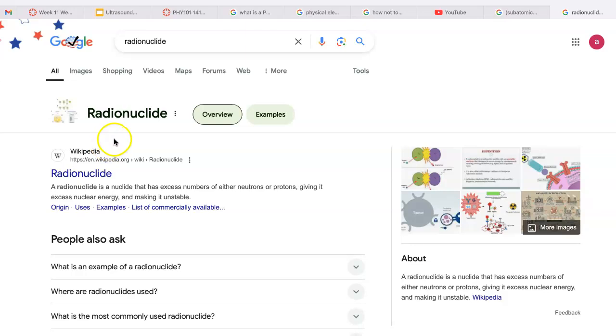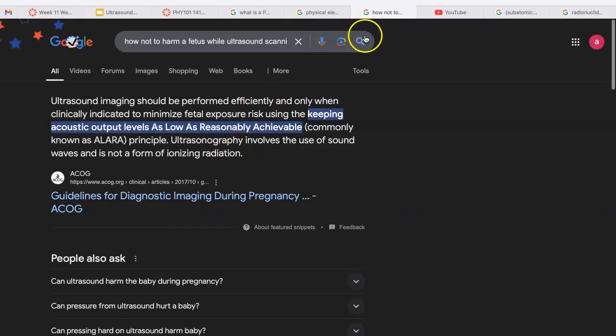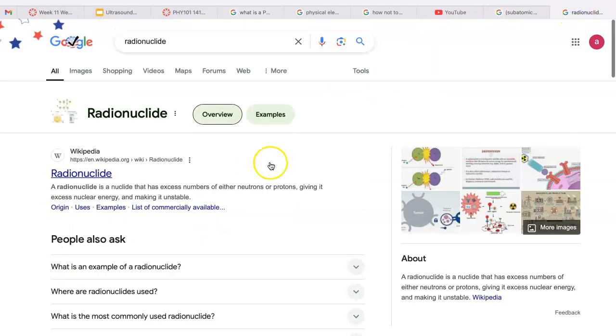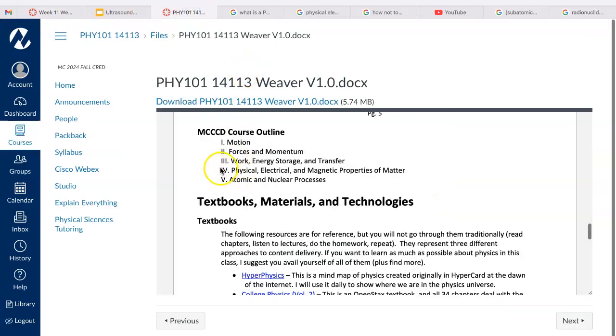And then I had to look up what a radionuclide is, and it all makes sense that a PET scan is looking into the subatomic particles that are within a radionuclide. A radionuclide is basically like a cancer cell or something that gives off excessive nuclear energy, making it unstable. So that is how my brain compartmentalized what this third project is going to be about. So fun, great, cool, perfect.